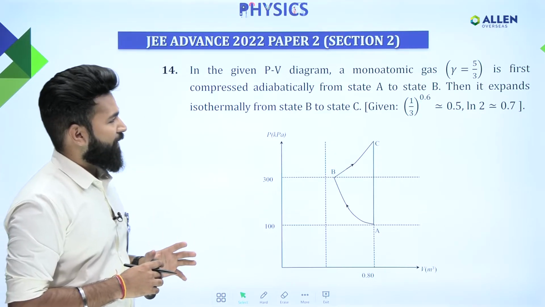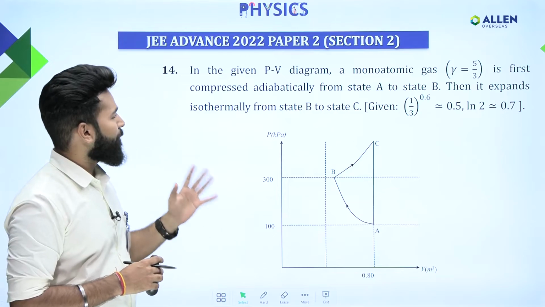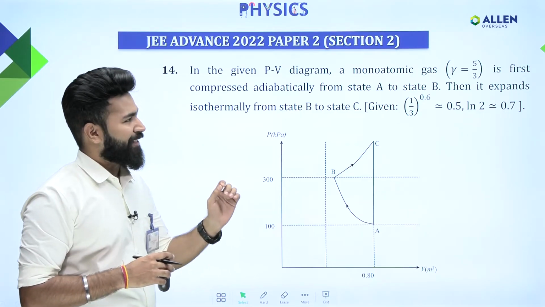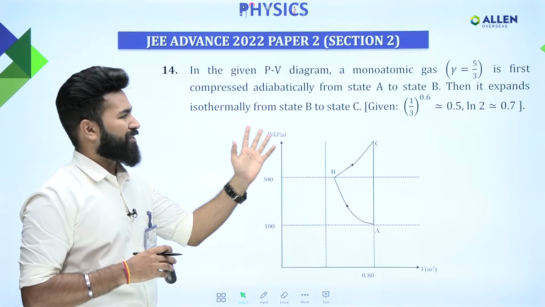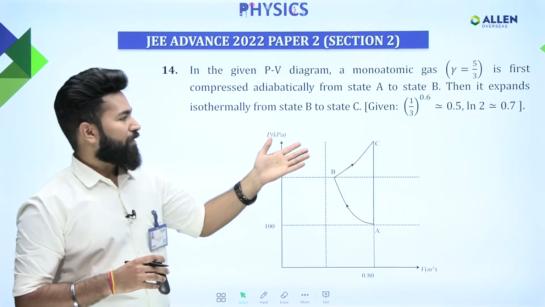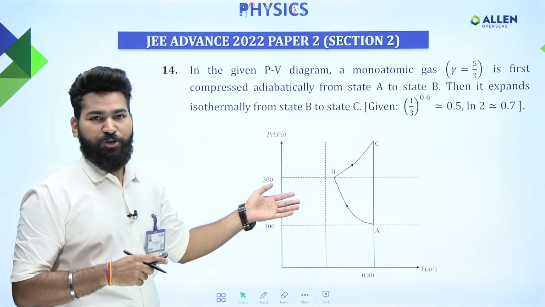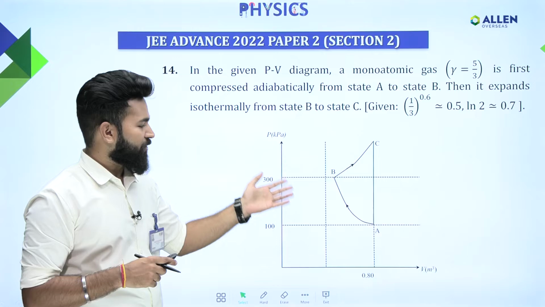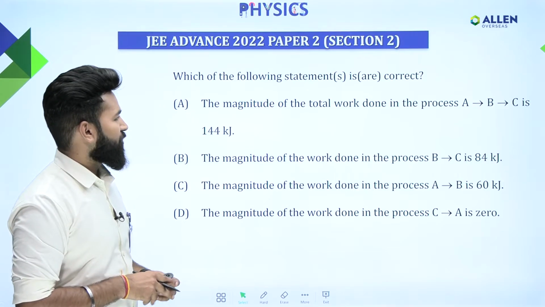the given PV diagram, a monatomic gas of gamma equal to 5/3 is first compressed adiabatically from state A to state B. Then it expands isothermally from state B to state C, and some values of constants are given which will be helpful to us in the calculation. These are very standard questions of thermodynamics in which the graph between pressure and volume is given and you have to find out the work done. So let's check out the options.